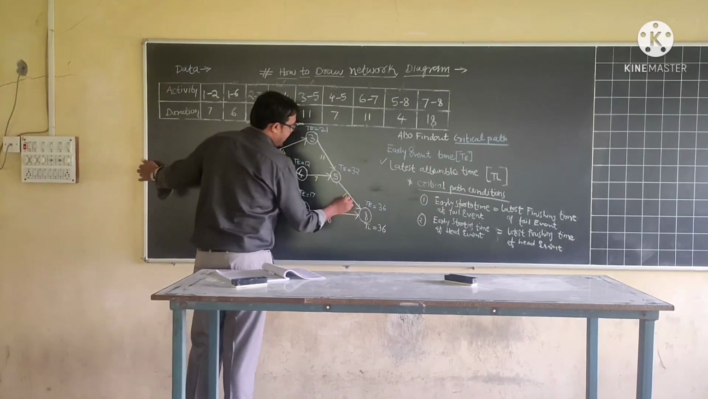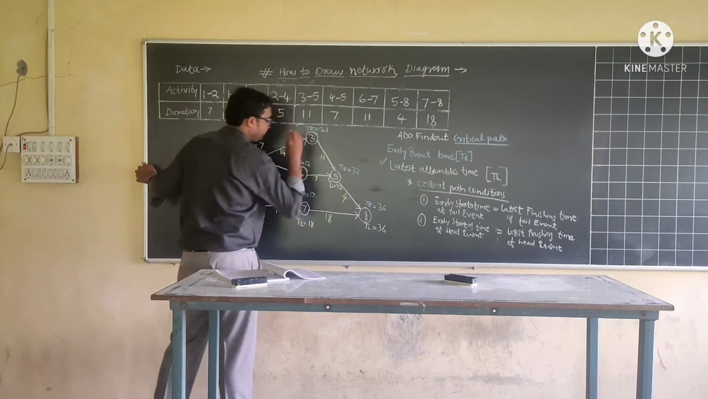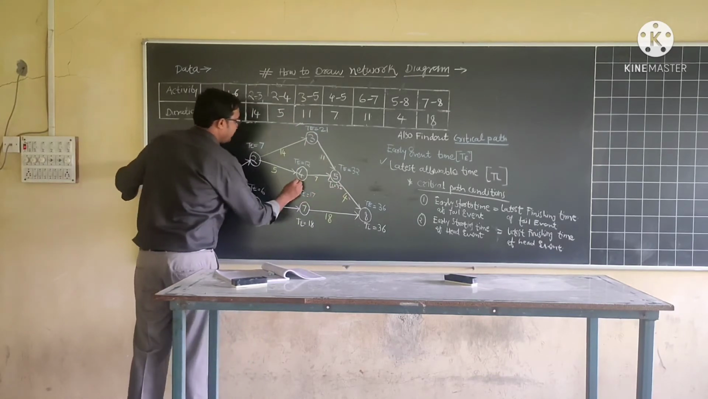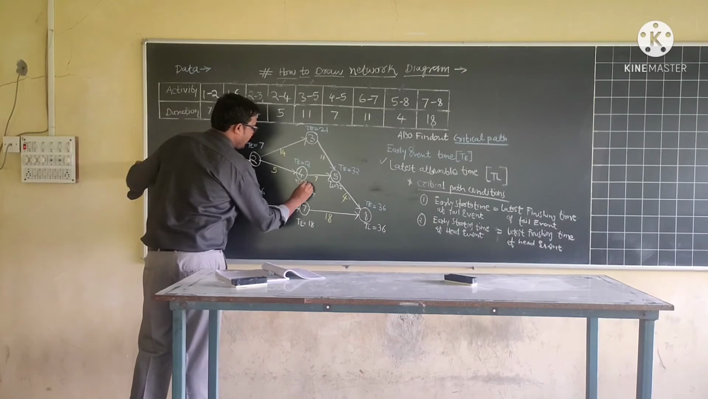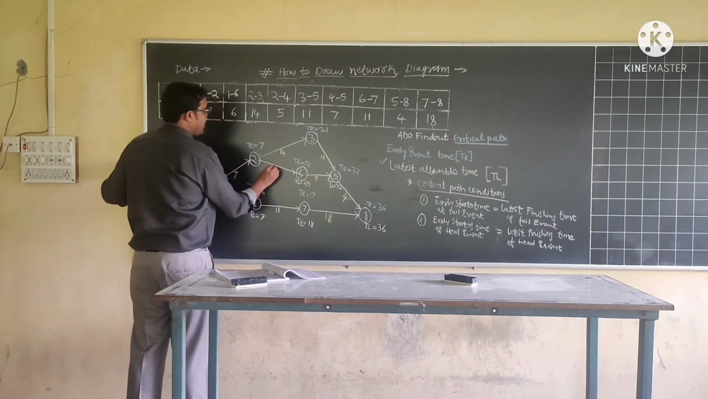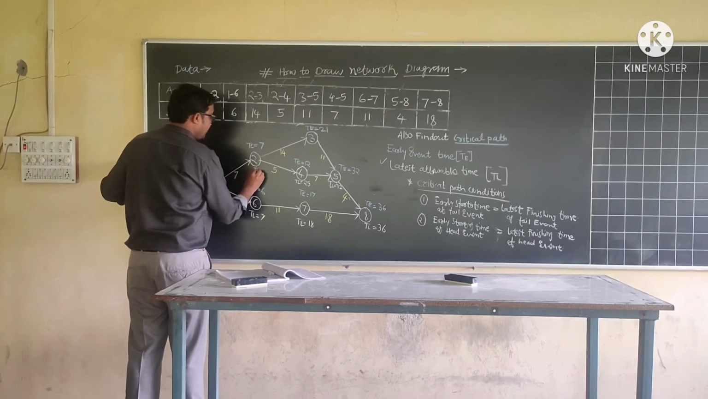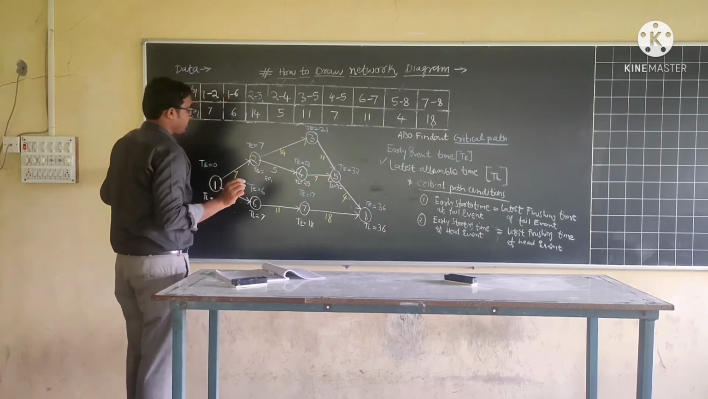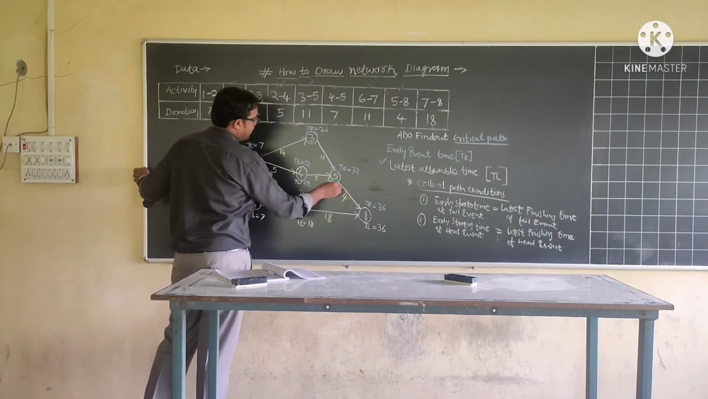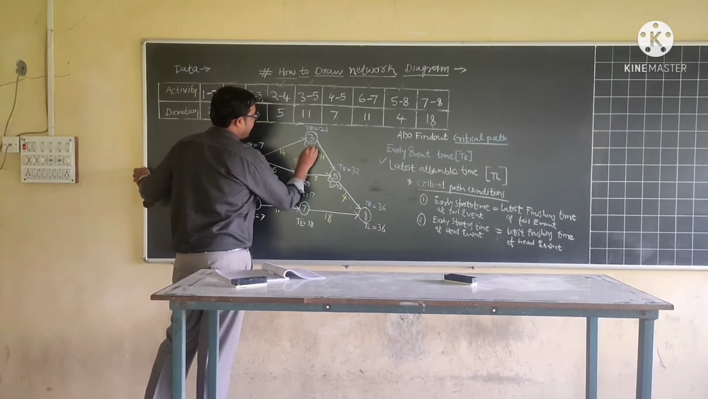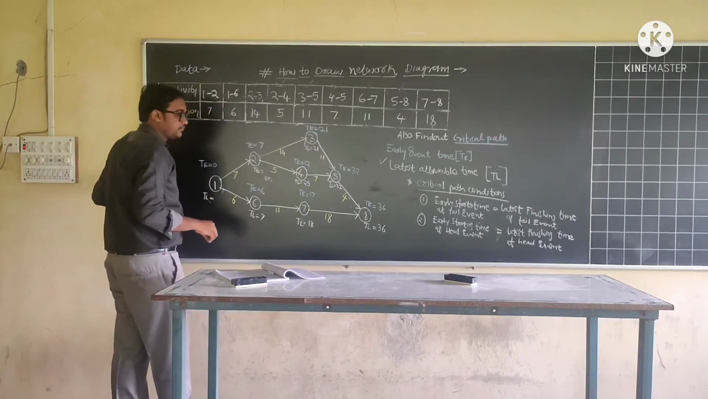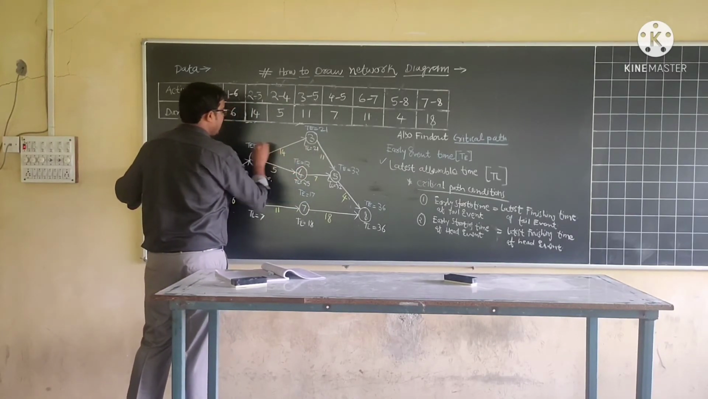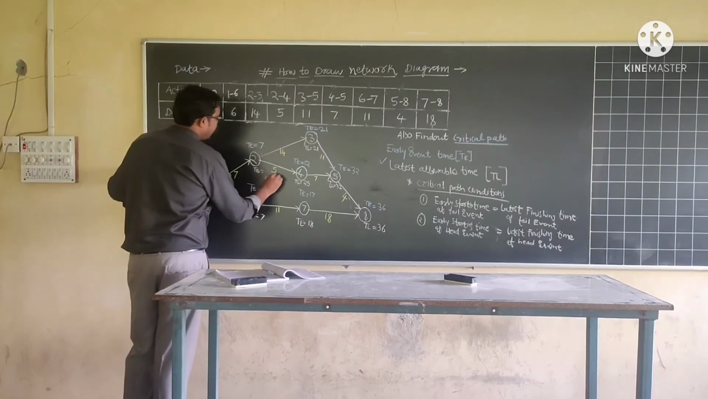Now we will go from this side. 36 minus 4 is 32. 32 minus 7 is 25. 25 minus 5 is 20. Again we will go from this side and take the minimum value. So 32 here, 32 minus 11 is 21. 21 minus 14 is 7.